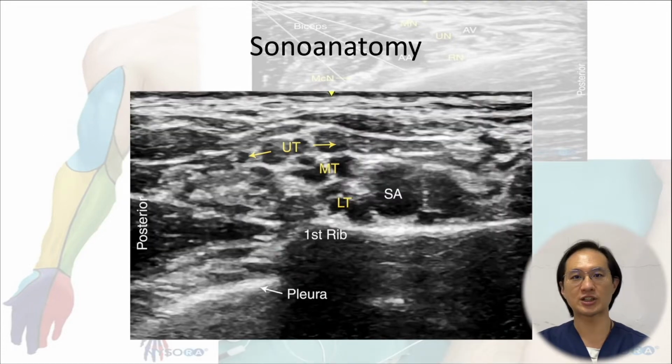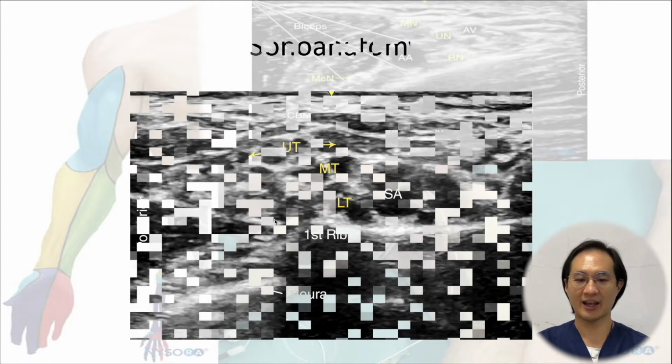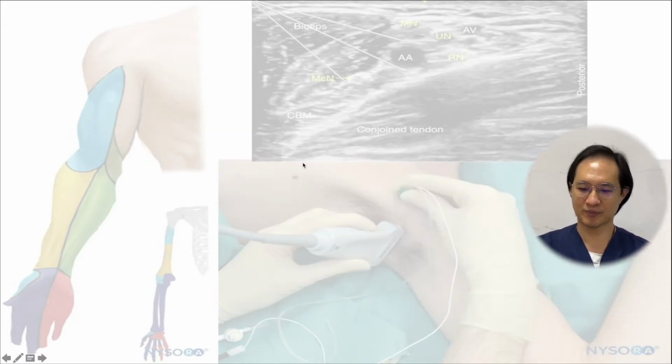This is a picture illustrating the ultrasound anatomy at the supraclavicular level. Here, we have the subclavian artery and a linear hyperechoic line with acoustic shadow, which represents the first rib. The pleura, which has sliding sign, and the brachial plexus.